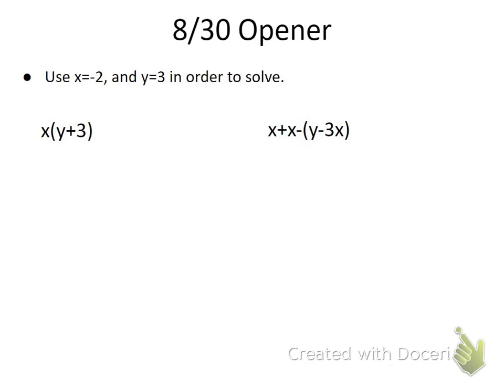Yeah, substitute. So what am I substituting for x? Negative 2. So I have negative 2 times, what do I substitute for y? 3 plus 3. Okay, now, once I've substituted, then we have to think about simplifying expressions.